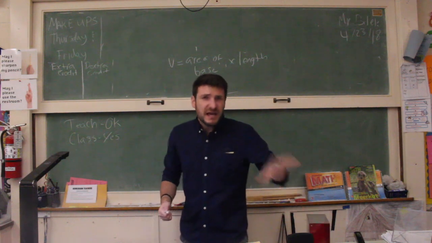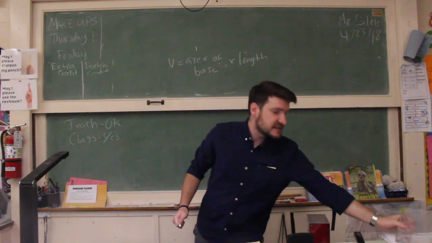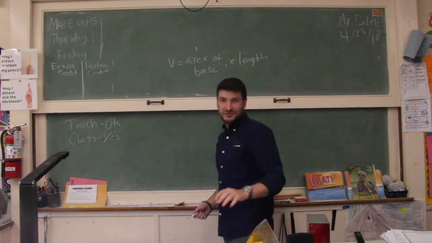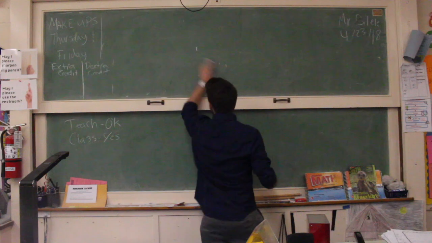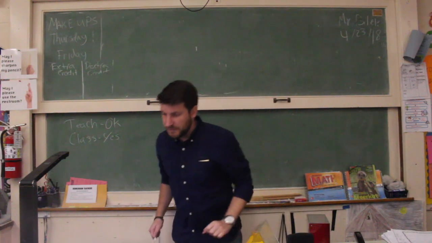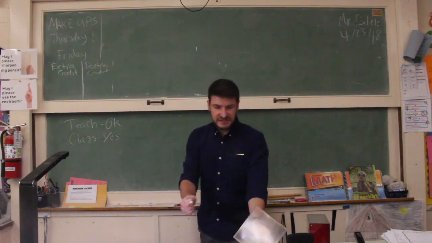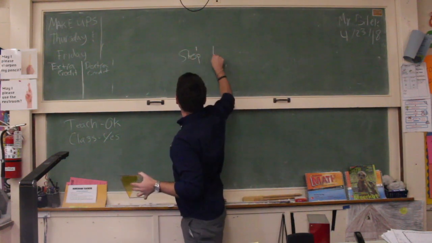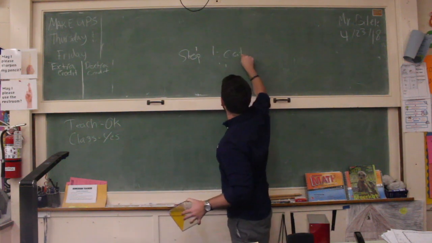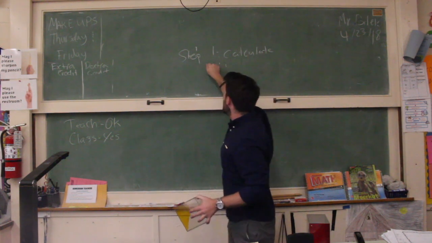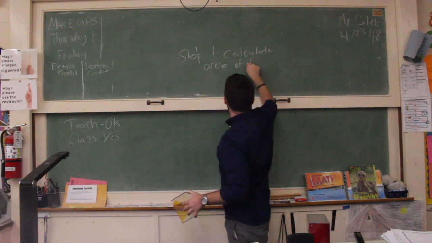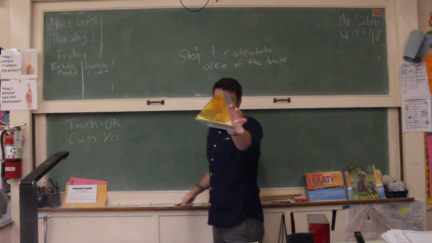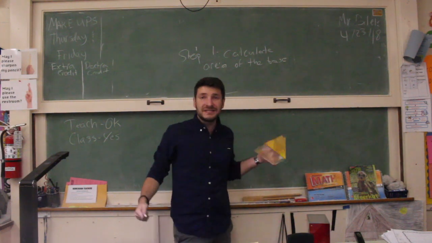Now, a triangular prism is very similar, and we're going to look at what makes it a little bit different. First thing, just like with a rectangular prism, we want to calculate the area of the base. So let's write that down. Step one, calculate the area of the base. That would be this guy right here. This yellow part is our base.